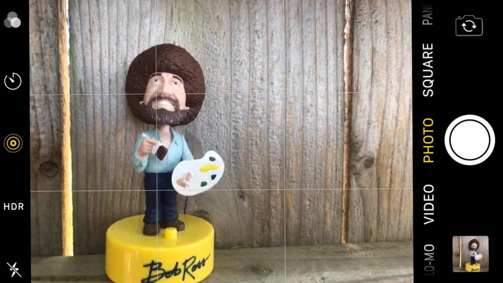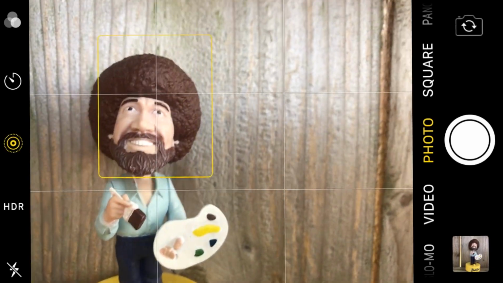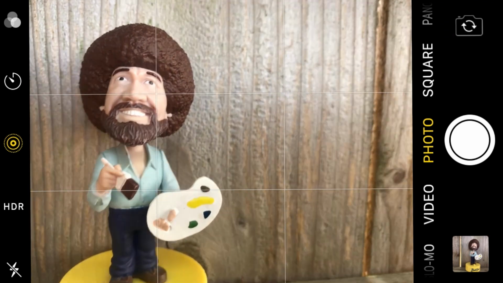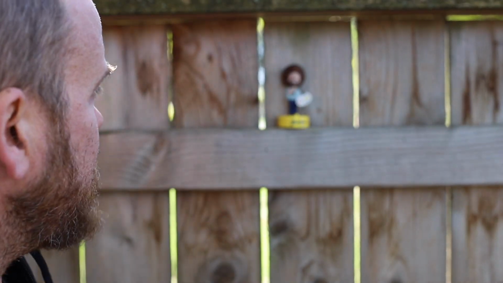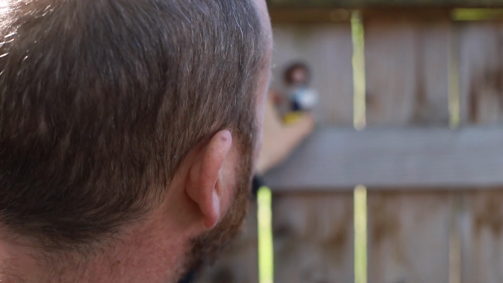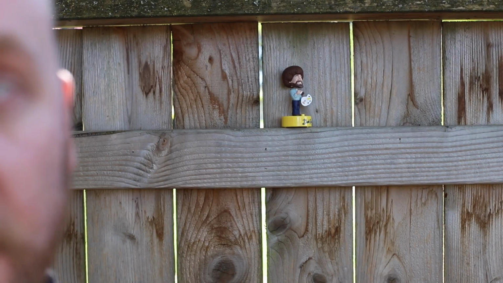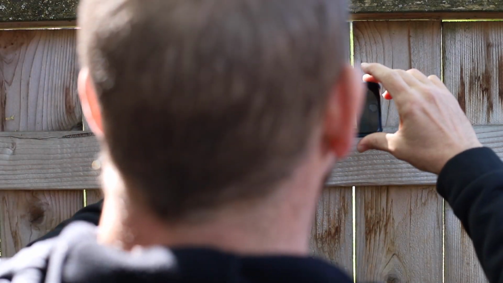So if I just have him right there, now all of a sudden Bob is off to the side in the frame, and it adds a little bit more interest. Even more so, if he was turned looking this way, it would make more sense to have him looking into the open space of the frame. So let's try that again.